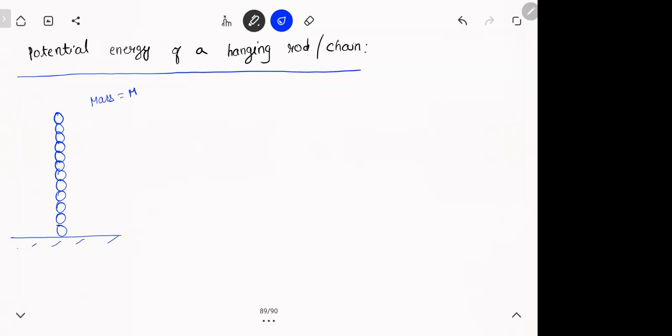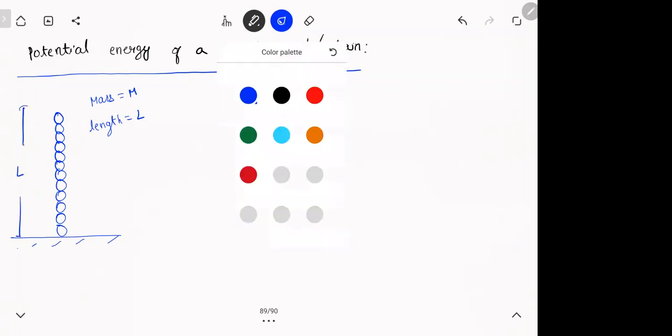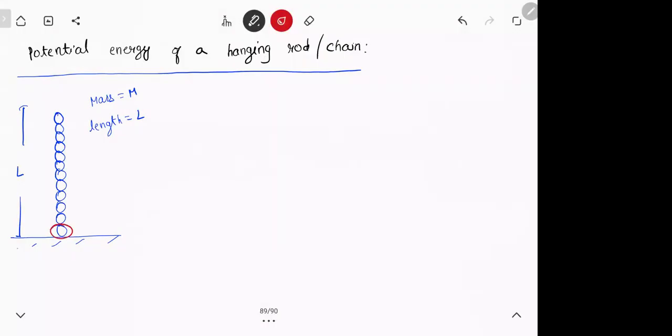Let's say mass is m, length is l. Now look at here. Now if you look at the full chain, what is the height of this chain? 0. What is this height? L. What is the average of these two parts? L plus 0 by 2, L by 2, no?